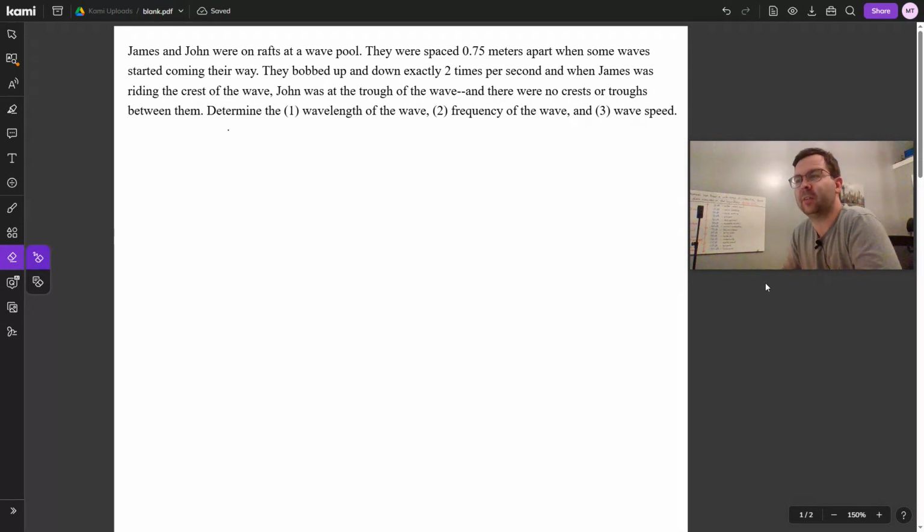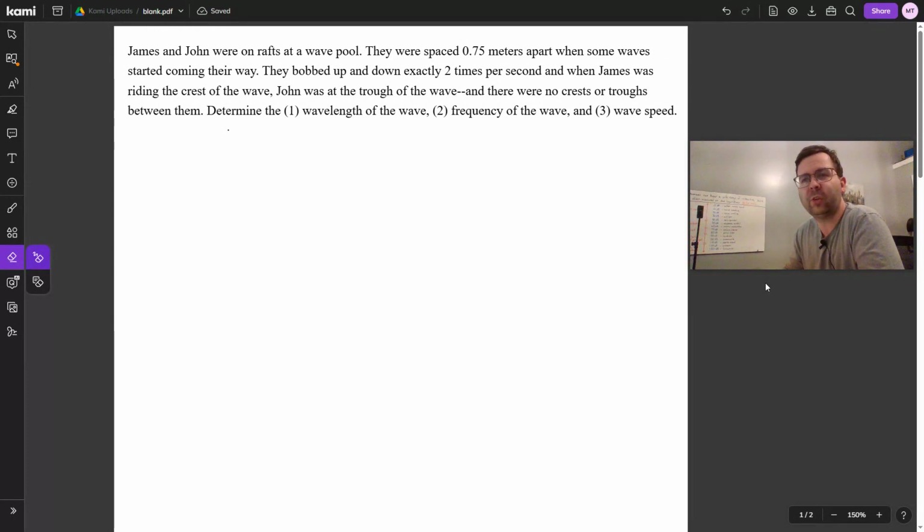They bobbed up and down exactly 2 times per second, and when James was riding the crest of the wave, John was at the trough of the wave, and there were no crests or troughs between them. Determine the wavelength of the wave, frequency, and wave speed.